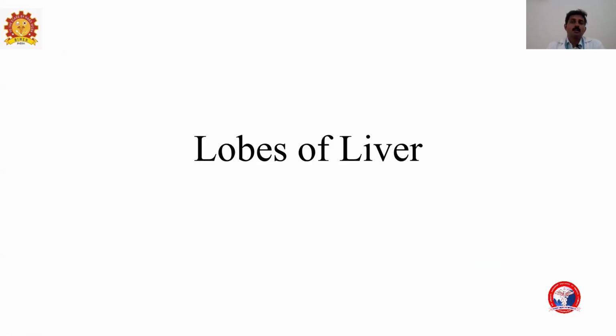Now we are moving on to a topic called lobes of liver. What are the lobes of liver? You can compare them with the lung. What are the lung lobes? On the right side, we have an upper lobe, middle lobe and lower lobe. On the left side, we have two lobes. Similarly, in the liver, we can divide it into lobes.